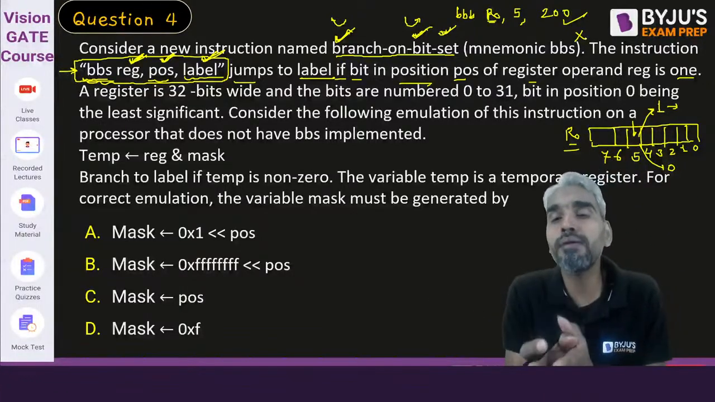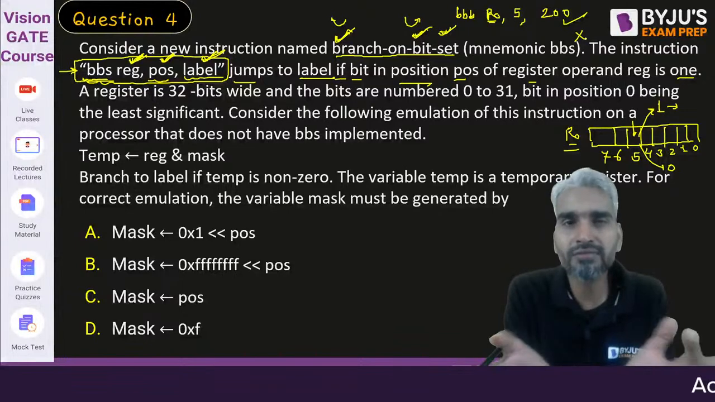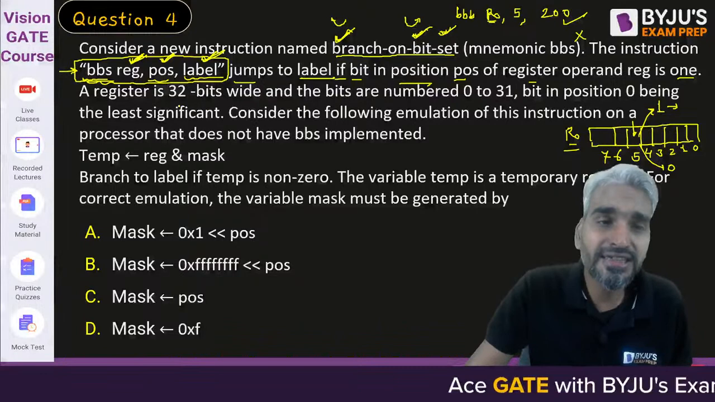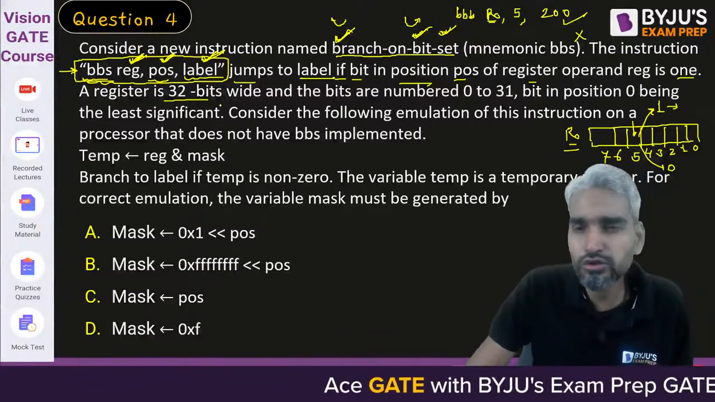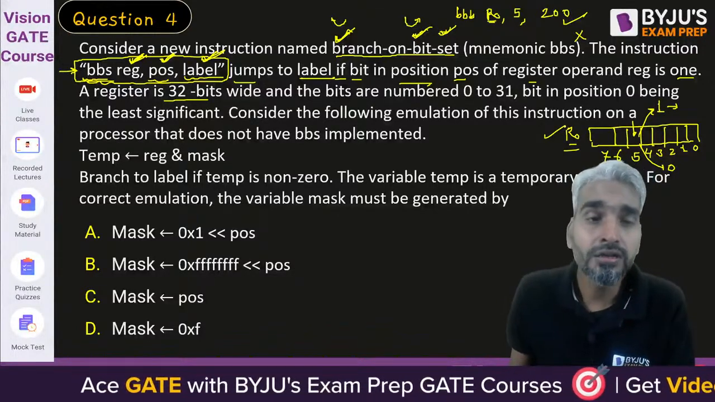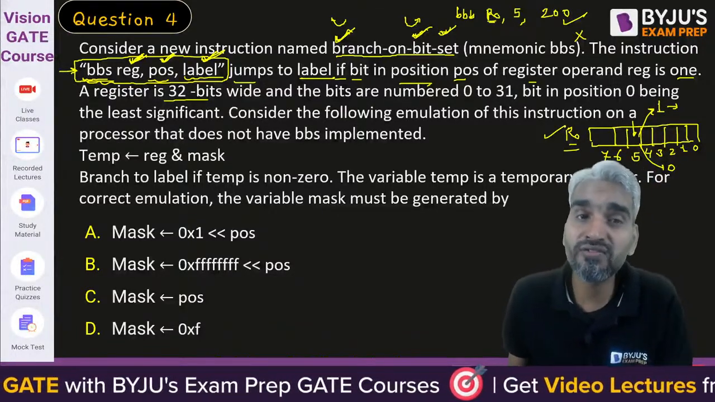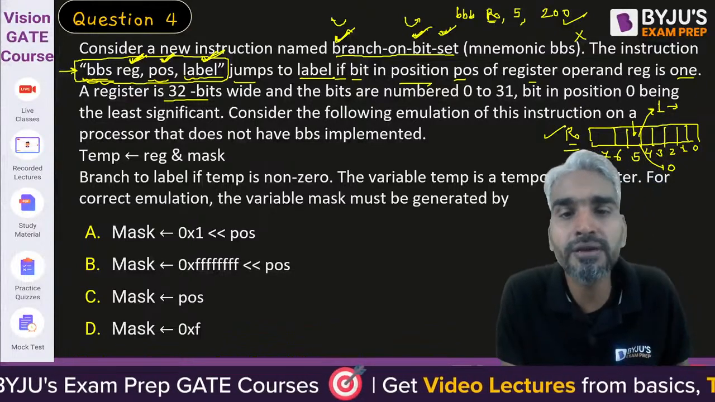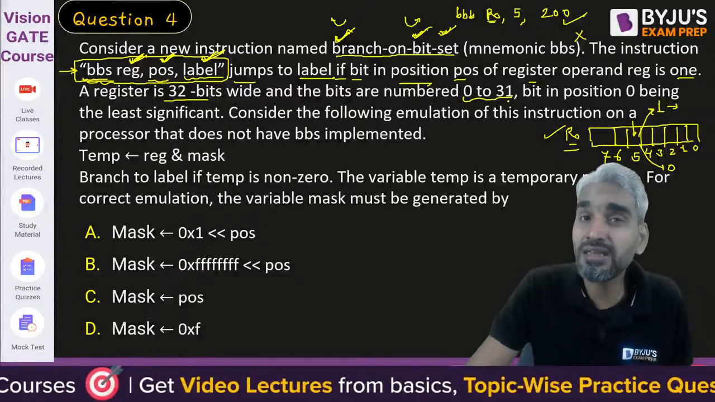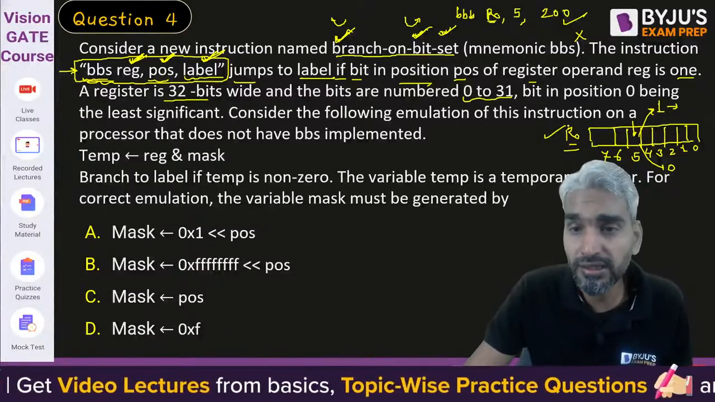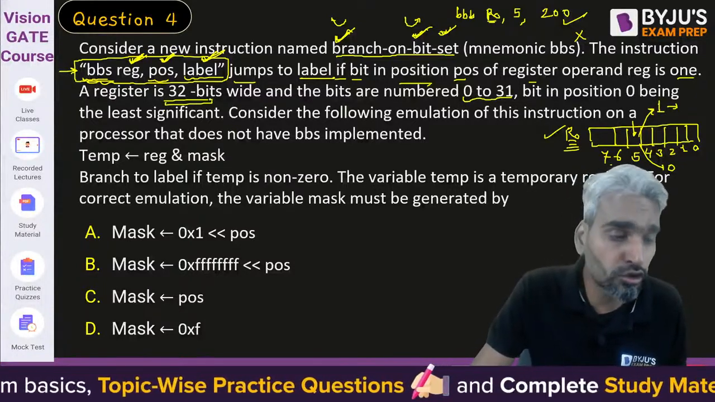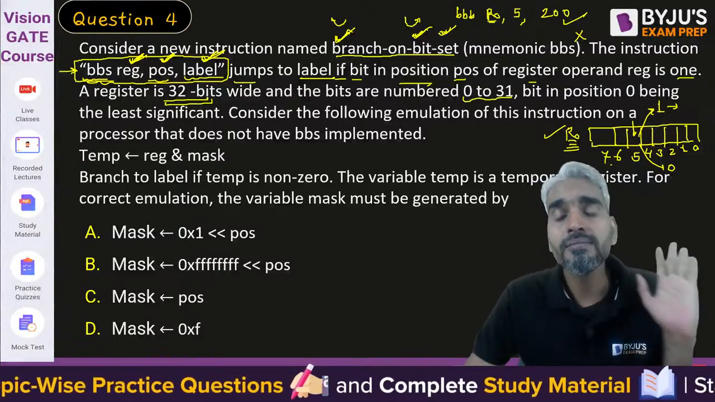And we want to implement this same thing by using something which is already available in our system. Now here it is saying that the register is 32-bit wide. I just explained with a smaller register, there's no problem. So basically the register is 32-bit wide, that means the bits are numbered from 0 to 31, and the position will be anything between 0 and 31. In this particular case, the position can be anything between 0 and 7. If the register is 32-bit, the position can be anything between 0 and 31.